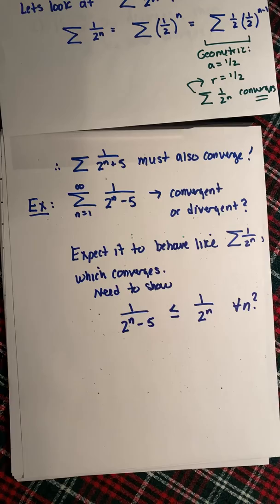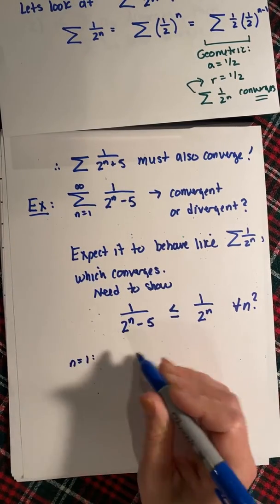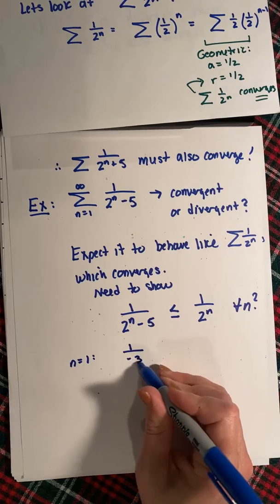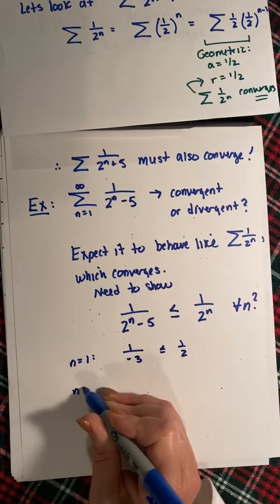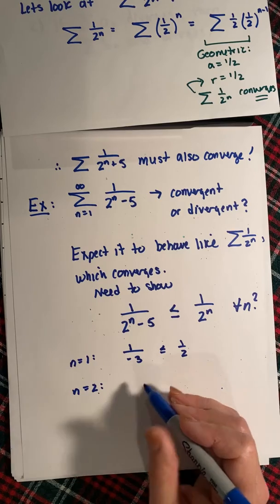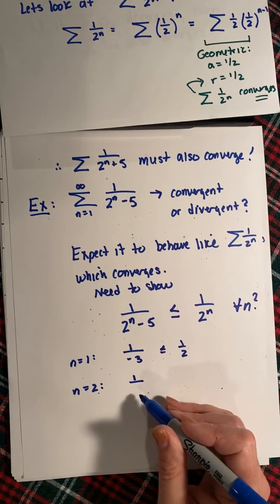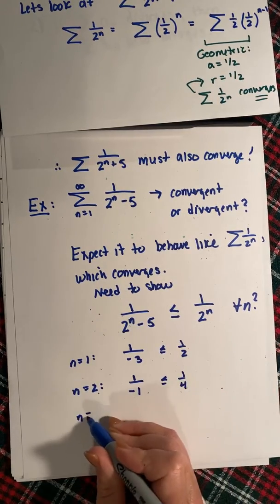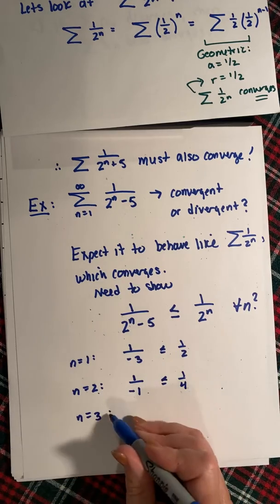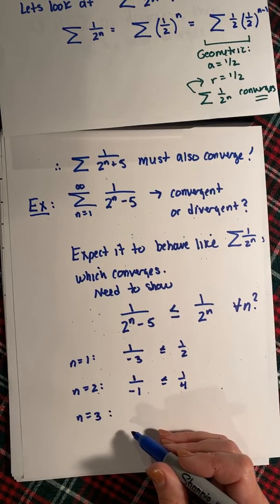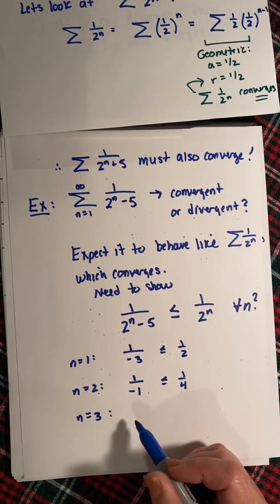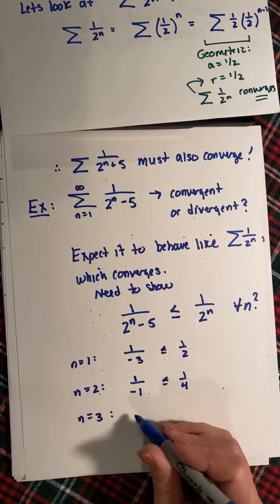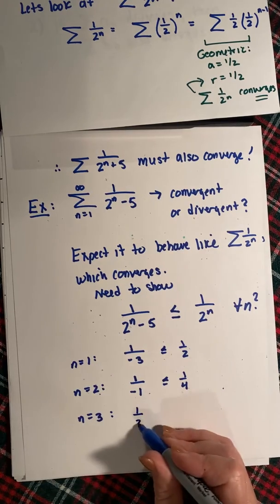So is this true? Well, let's see. N equals 1, we get 1 over negative 3, less than or equal to 1/2. That works. N equals 2, 1 over negative 1, less than or equal to 1 over 4. That works. N equals 3. Yeah, it seems to work, right? But how can we do it in general? It seems to, but we'd have to show this for every n.